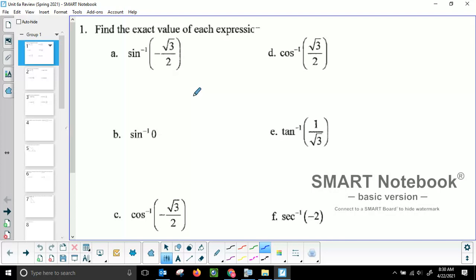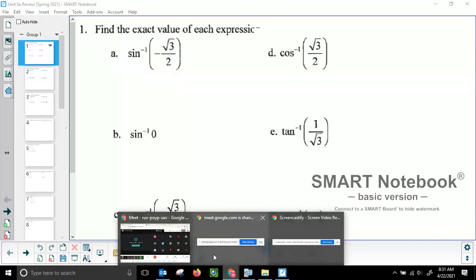Okay, so with that in mind, here we have inverse sine of negative square root of 3 over 2. And I guess I should pull up a unit circle here for everybody to look at.